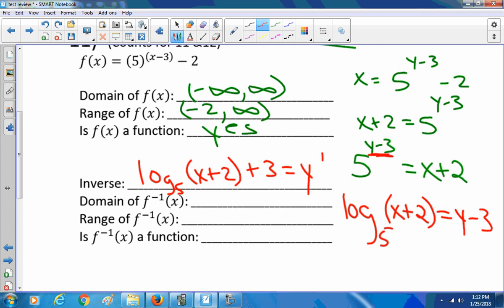What's my domain going to be? -2 to infinity. What's my range going to be? Negative infinity to infinity. How do I know that? It's just the inverse of those two. Yes, they are a function.